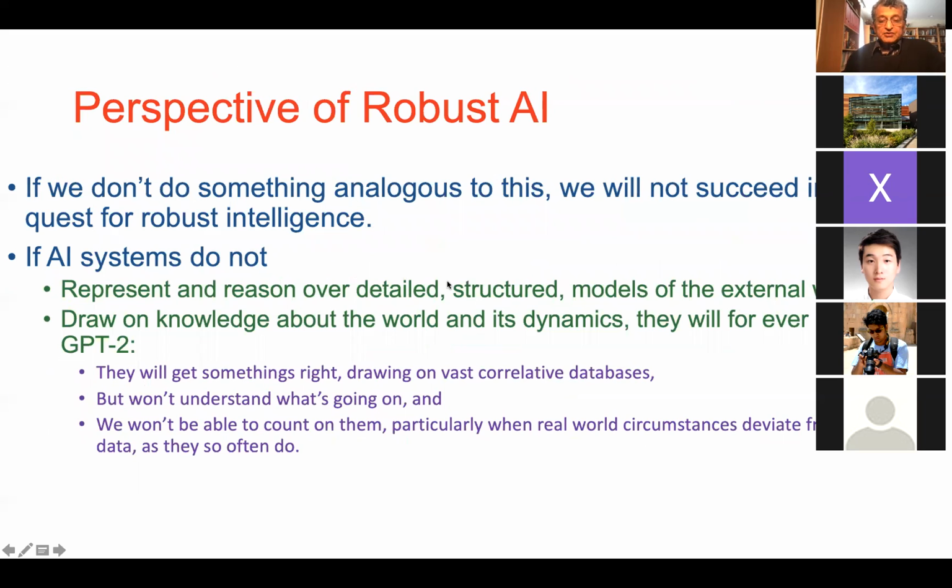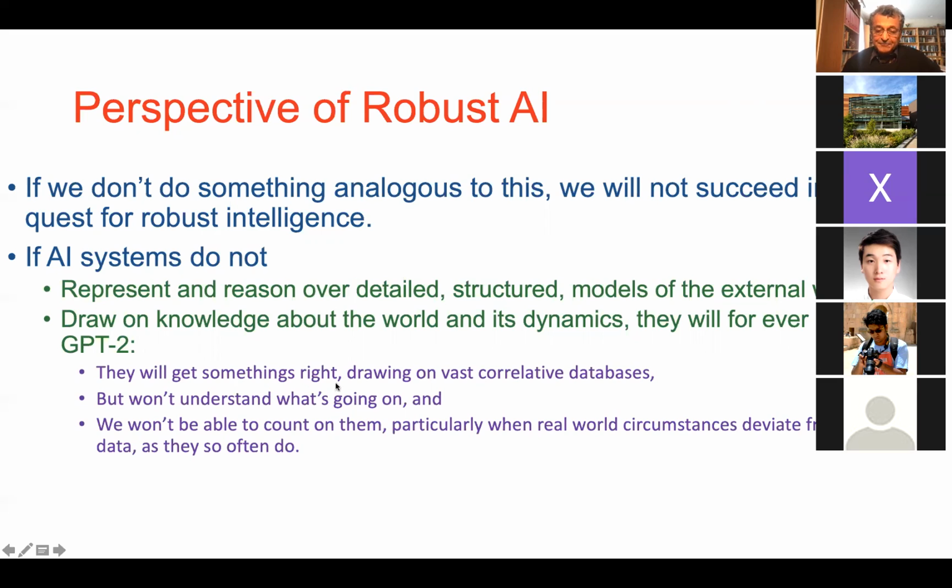Perspective of robust AI. So we are now talking about robust AI. If we don't do something analogous to this, we will not succeed in our quest for robust AI. So we're saying we should be analogous to the idea of cognitive model building from the world. If AI systems do not represent and reason over detailed structured models of the external world, and draw knowledge about the world and its dynamics, they'll forever behave like GPT-2.